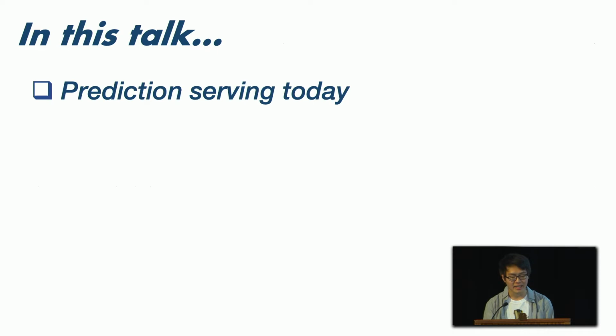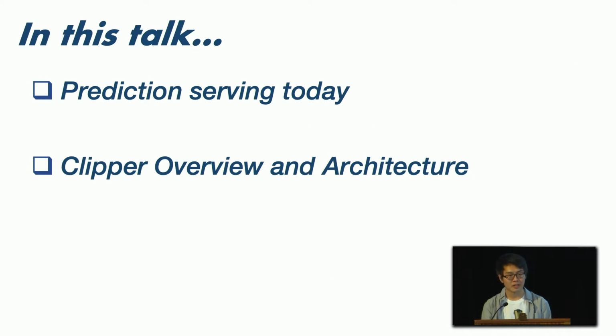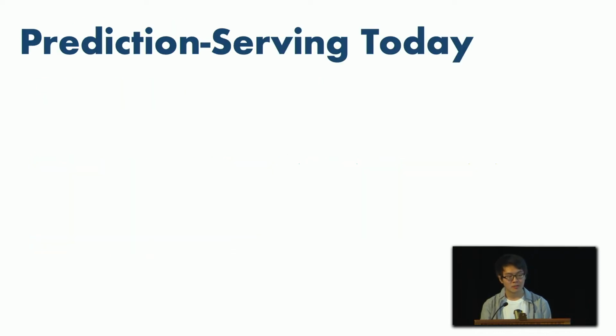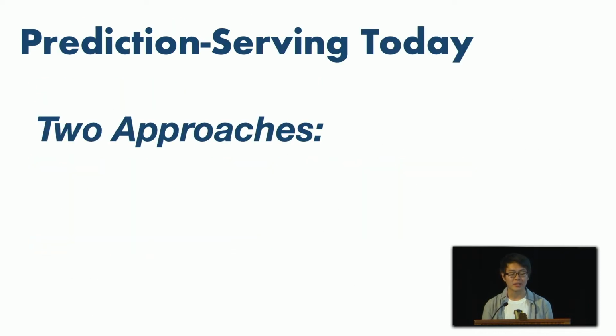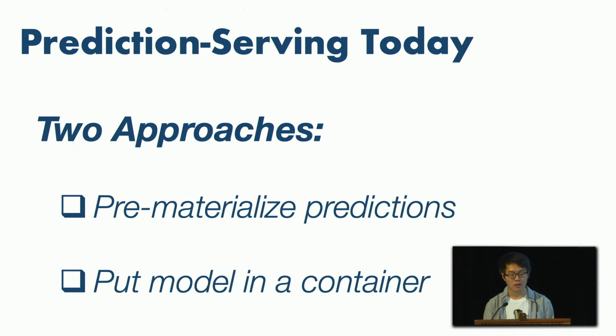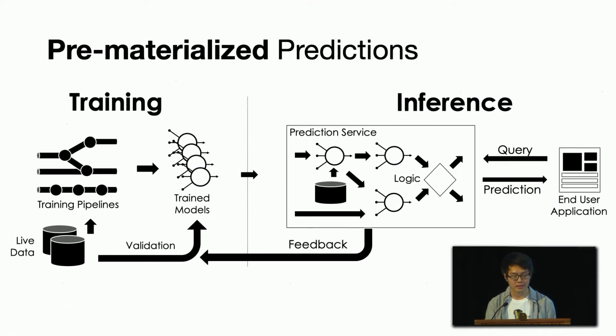So in this talk today, I'll tell you about what prediction serving looks like in industry today. I'll tell you about Clipper and its architecture, and finally, I'll give you an update on the project status. Prediction serving today can be divided into 2 major approaches. One is what we call pre-materialized predictions. The other is called the put-model-in-container approach. Let's take a look at the first one.